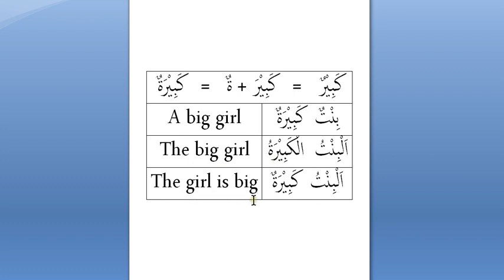Next one, the girl is big. Al bintu, the girl. Al followed by the word, the dammatan changes to damma. Al bintu is big. We can't place al before big, that is kabiratun. Al bintu kabiratun. So let's see it again. A big girl, bintun kabiratun. The big girl, al bintul kabiratu. The girl is big, al bintu kabiratun. Let's go back to our lesson.